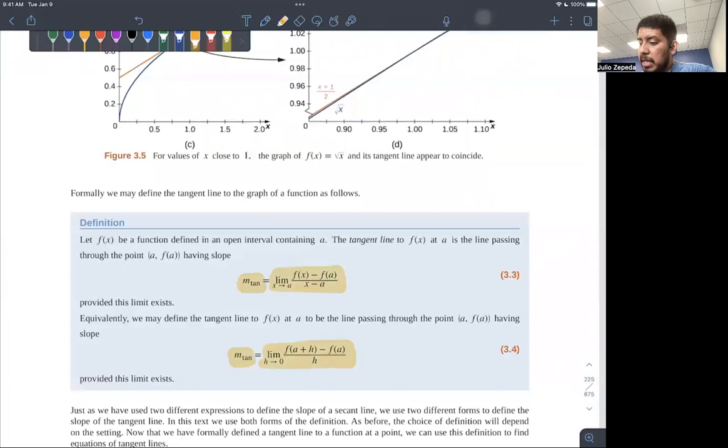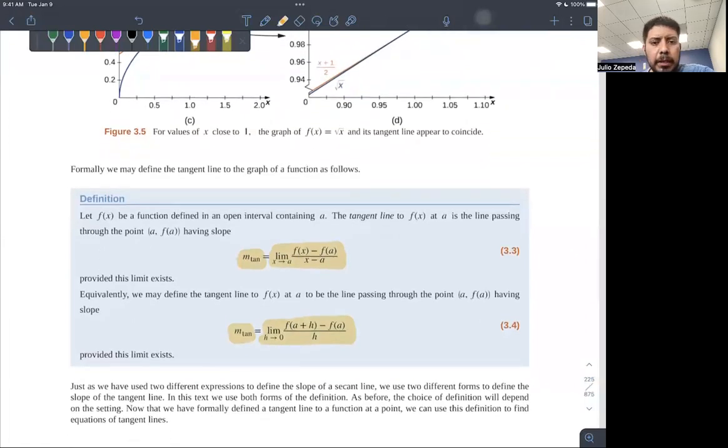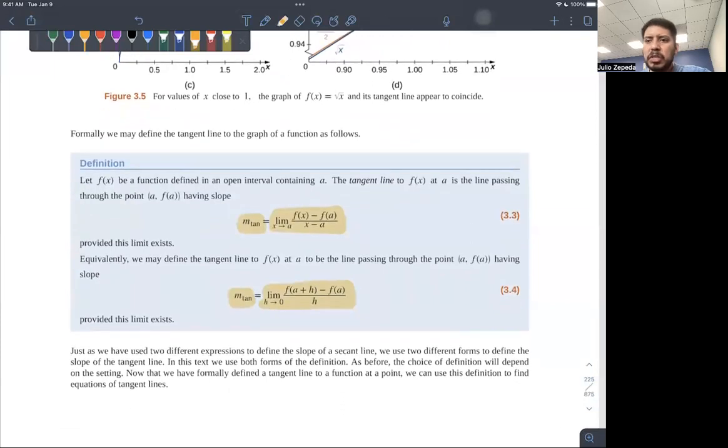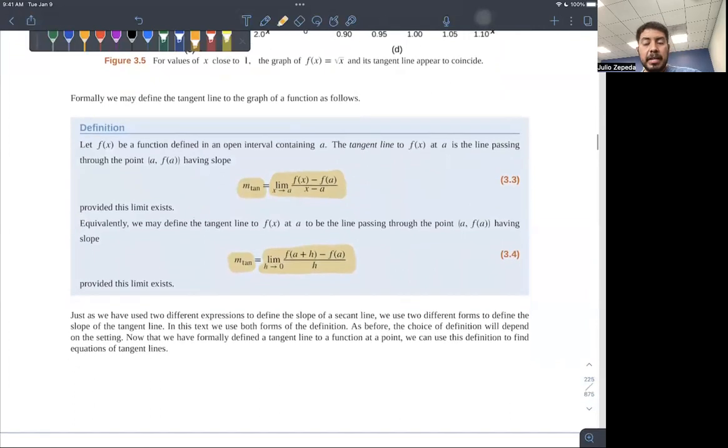Okay, so let's read the definition. Let f of x be a function defined on an open interval containing a. The tangent line to f of x at a is the line passing through the point (a, f of a) having slope m tangent, provided this limit exists. Equivalently, we may define the tangent line to f of x at a to be the line passing through the point (a, f of a) having slope m tangent, which is the limit of the difference quotient with increment h, as h approaches 0, provided this limit exists. In some cases, the limit might not exist, and we'll have to do something different in those cases.